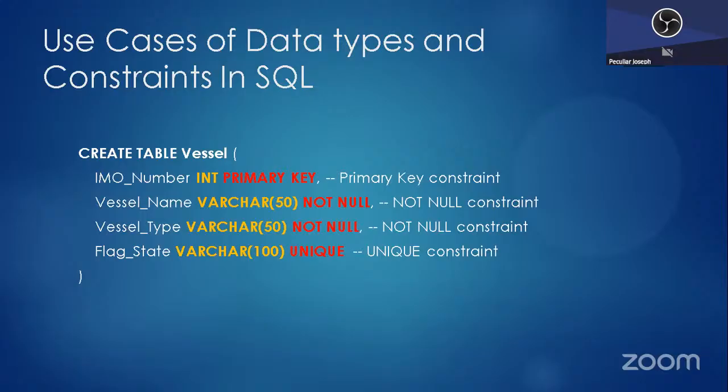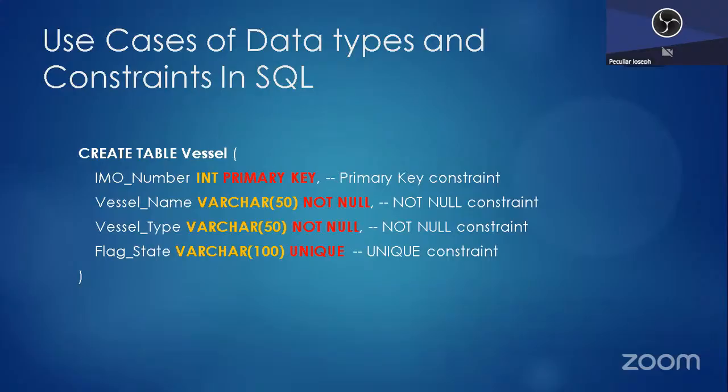So next, we have a use case of our data types and constraints in SQL. What's happening here now is I'm trying to create a table. The name of this table is vessel. The command for creating a table in SQL is very straightforward: CREATE TABLE followed by the name you want your table to be.